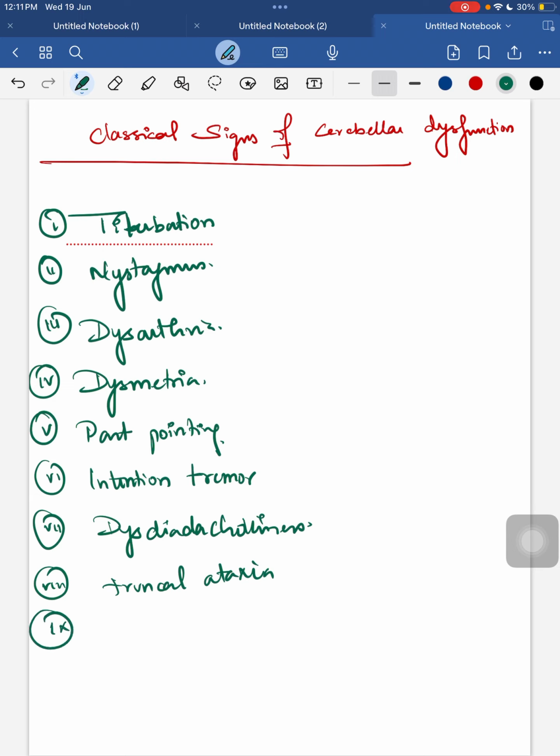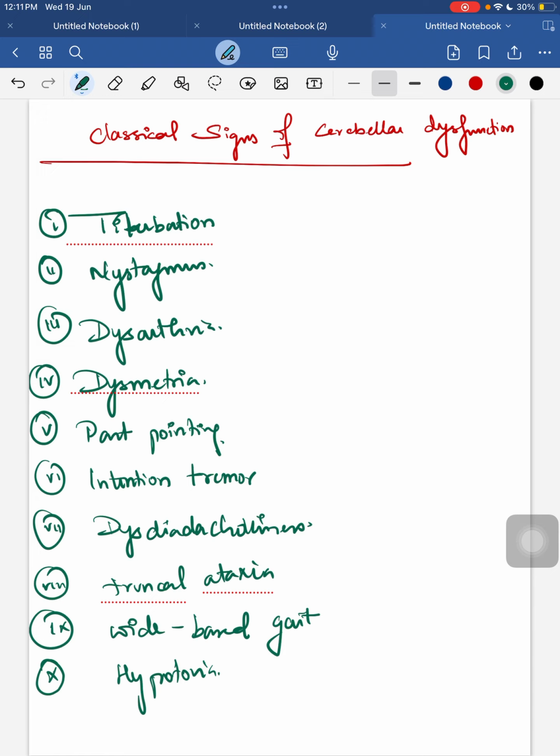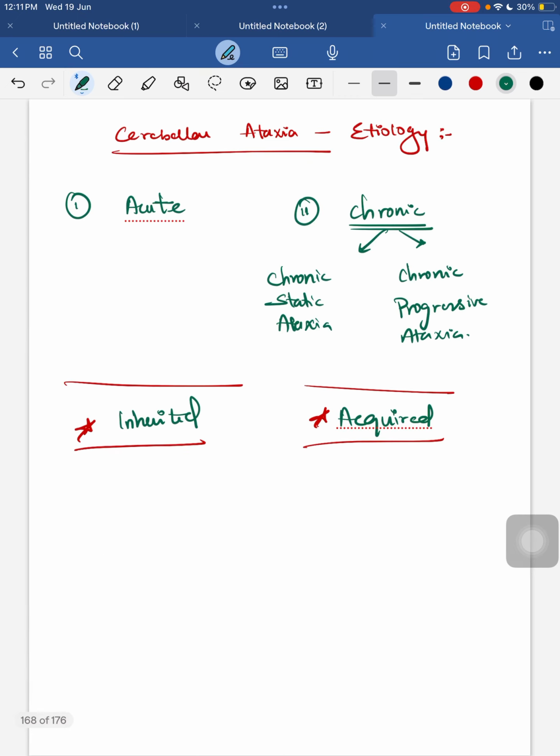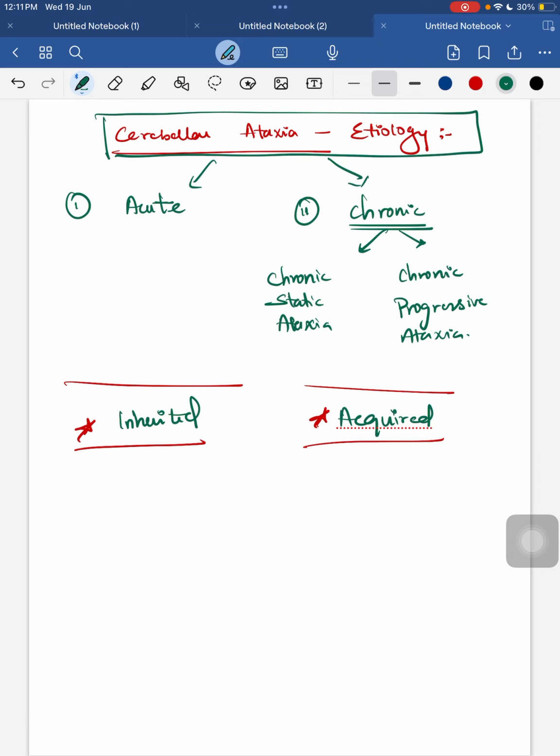Next, in this video we will see in detail about cerebellar ataxia. Cerebellar ataxia etiology can be either acute or chronic, right? So what is the meaning of acute cerebellar ataxia? Acute refers to a symptom evolution time of less than 72 hours. So the symptoms have evolved in less than 3 days, less than 72 hours, meaning the child has acute ataxia.